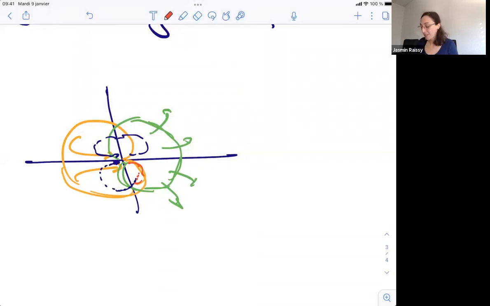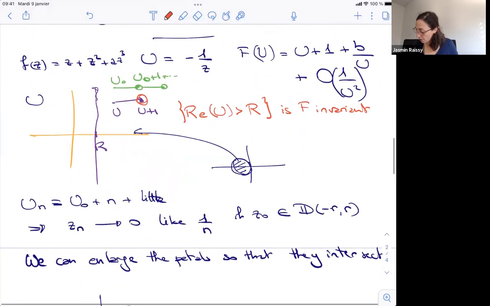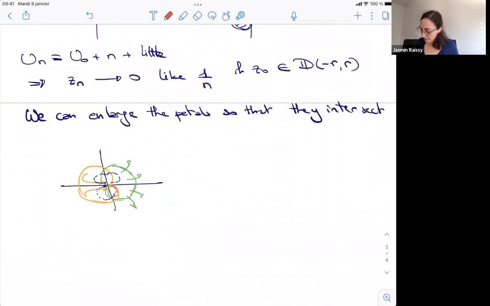Okay, cool. Perfect. So I forgot to say something. In here, you see that I was almost conjugating to the translation by one. Okay, I changed my coordinate and I was almost in translation by one. Well, the problem was that it wasn't a translation by one. Well, that's life. So you can also find, yes, I will not prove it. So let me say it like this. There exists the attracting petal, which is the orange one over there.